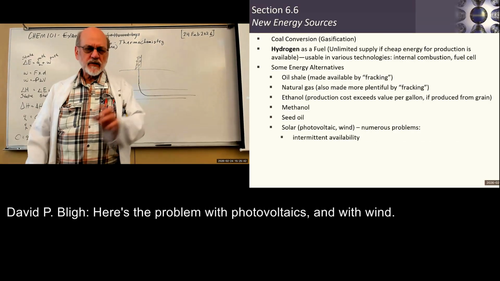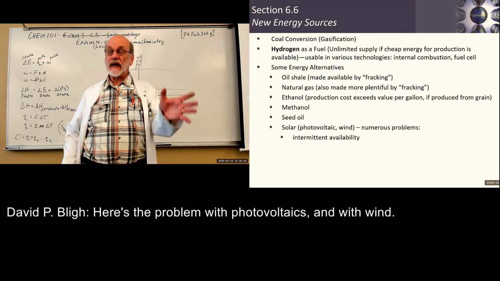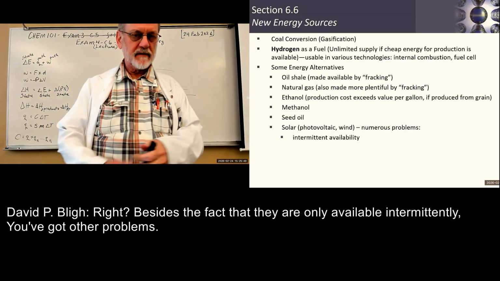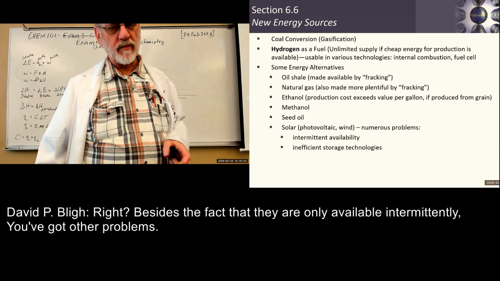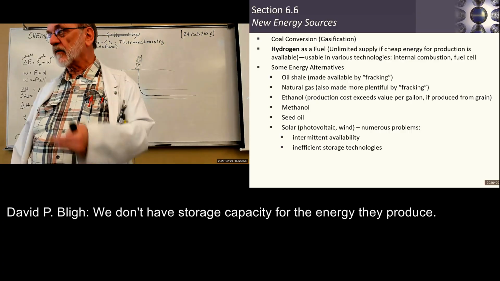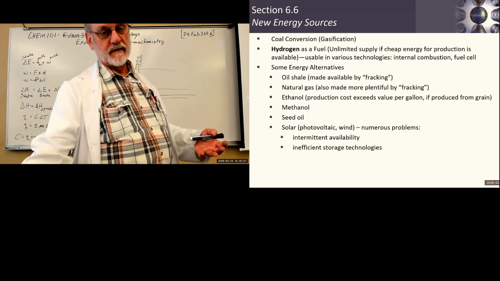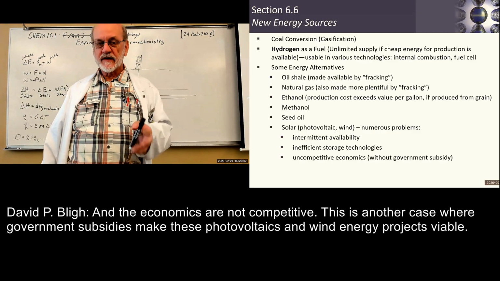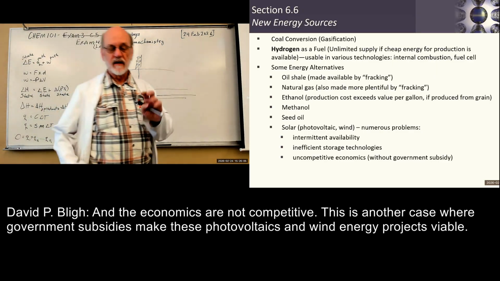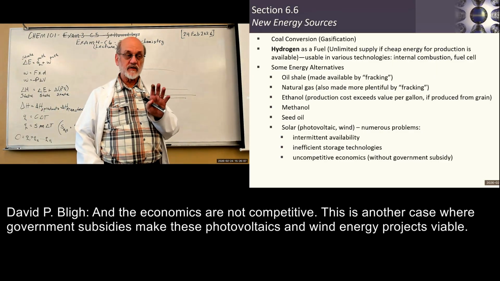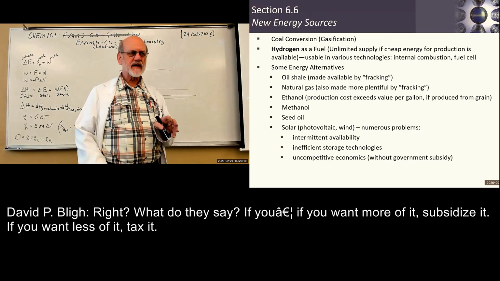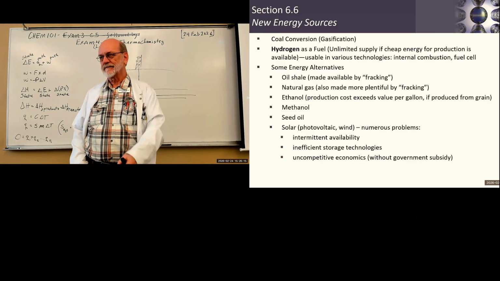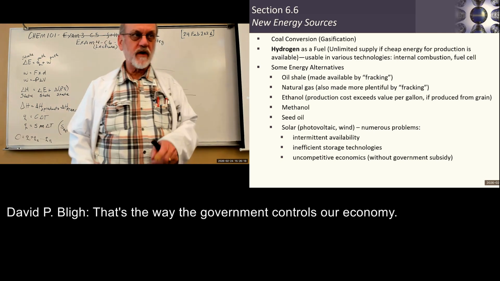Okay, here's the problem with photovoltaics and with wind, right? Besides the fact that they are only available intermittently, you've got other problems. We don't have storage capacity for the energy they produce, right? And the economics are not competitive. This is another case where government subsidies make these photovoltaics and wind energy projects viable, right? What do they say? If you want more of it, subsidize it. If you want less of it, tax it. That's the way the government controls our economy.